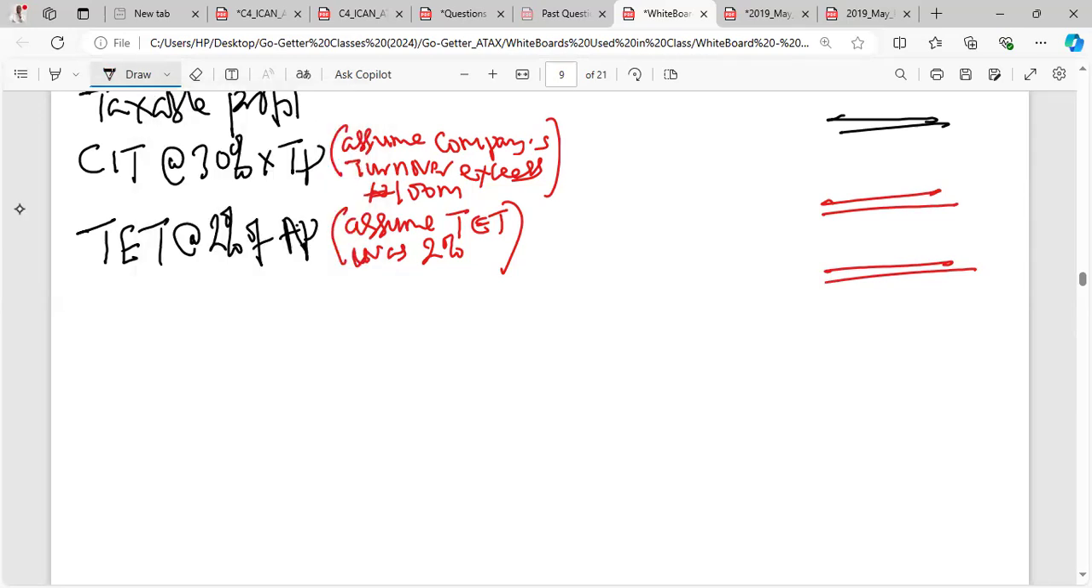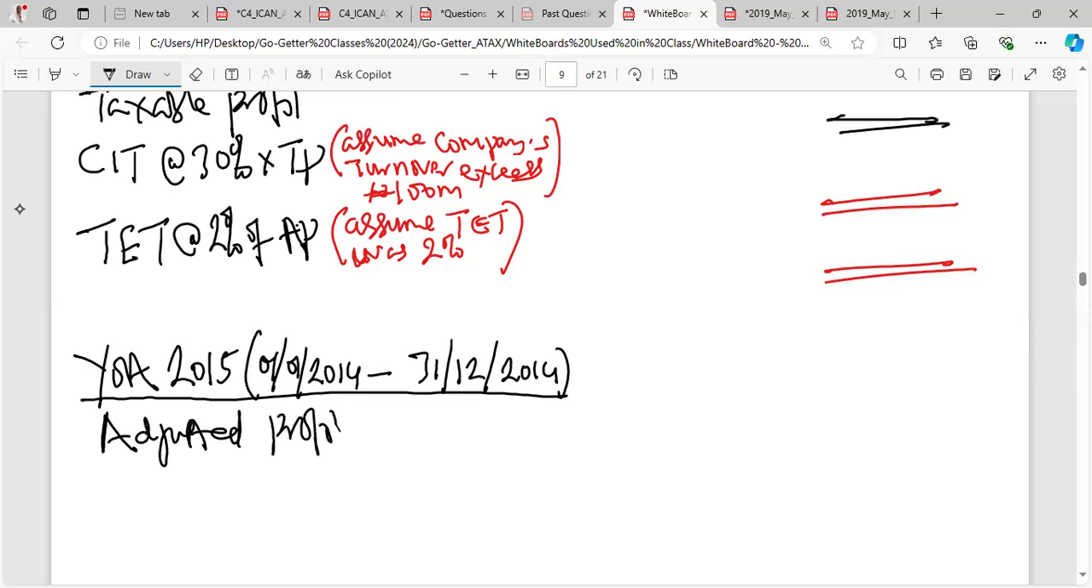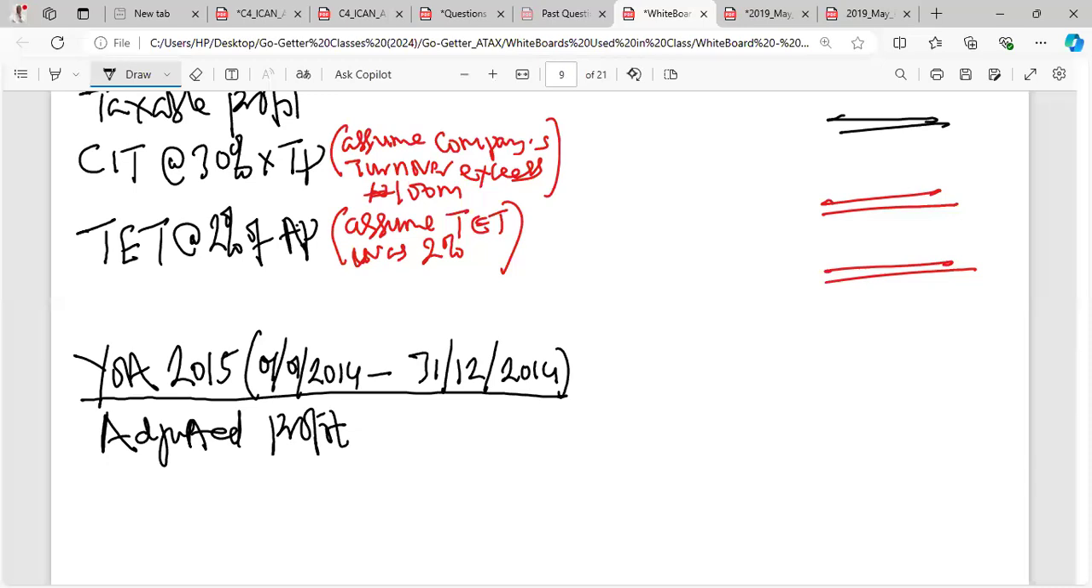The next year will be year of assessment 2015. And that will be from January 1, 2014 down to December 31st, 2014. You underline it. Then you will start with your adjusted profit. So you come up here and check your adjusted profit, 10,700. Simply write 10,700.